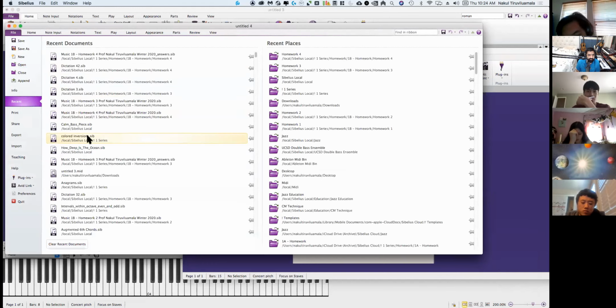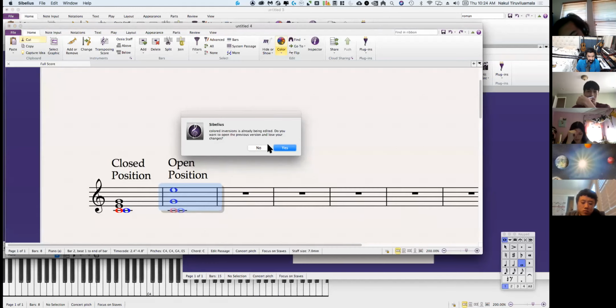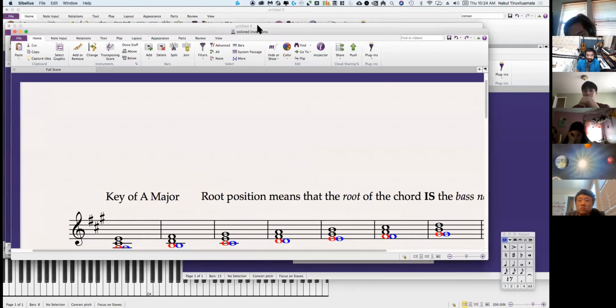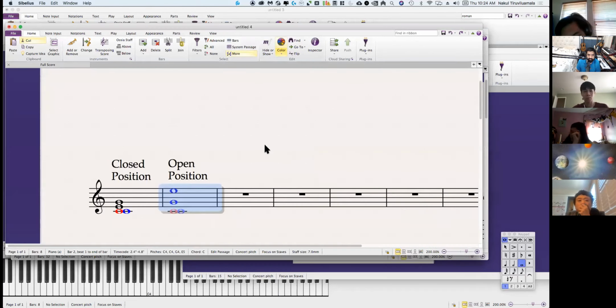It's colored inversions. Sure. I guess it's already open. Gosh, just my luck. Okay, right?